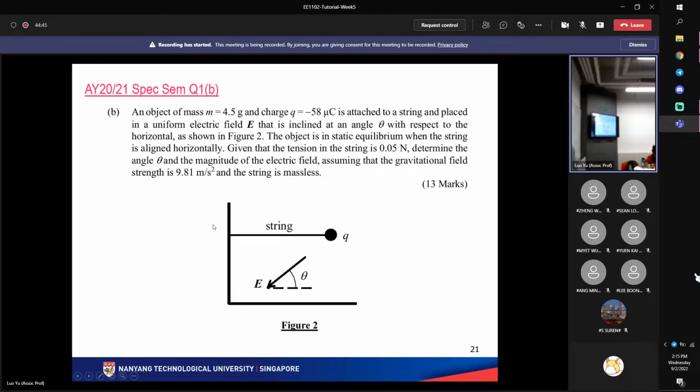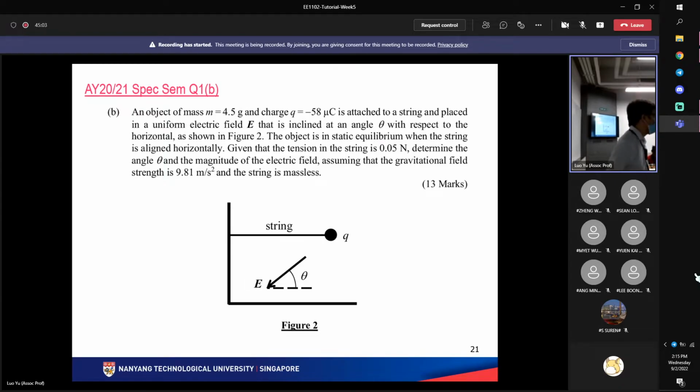So this is the horizontal direction, this is the vertical direction. If you take a look at this particle, can you tell me how many forces this particle experiences? How many forces? Three. Very good. What are the three?